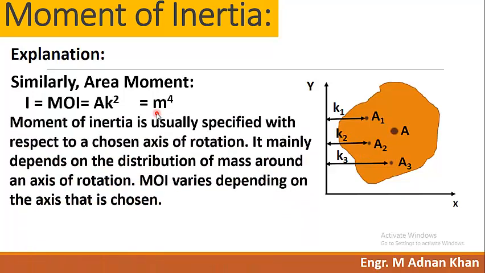Now the important points to be kept in mind while determining the moment of inertia of any body: moment of inertia is usually specified with respect to a chosen axis of rotation. So as I have told you before, the axis of rotation is very important. It mainly depends on the distribution of mass around the axis of rotation. Moment of inertia varies depending on the axis that is chosen.